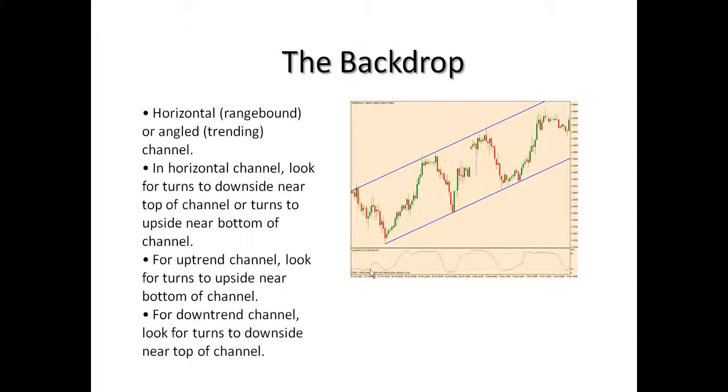Same thing with the downtrend channel. In a downtrend channel, the bias is to the downside. So you will be looking for turns to the downside near the top of the channel or near resistance, but you're not necessarily going to be looking for long opportunities near the bottom. So that's a backdrop, some kind of horizontal or angled channel.